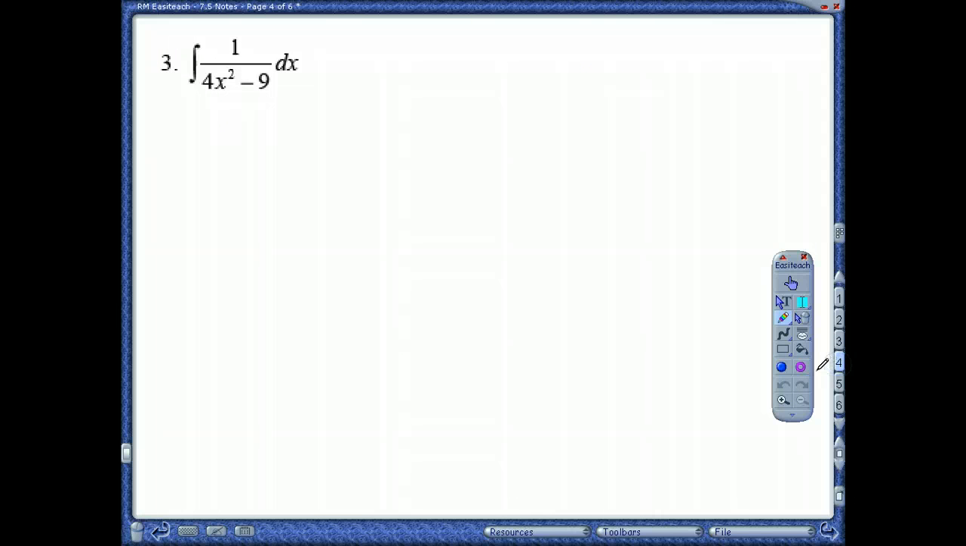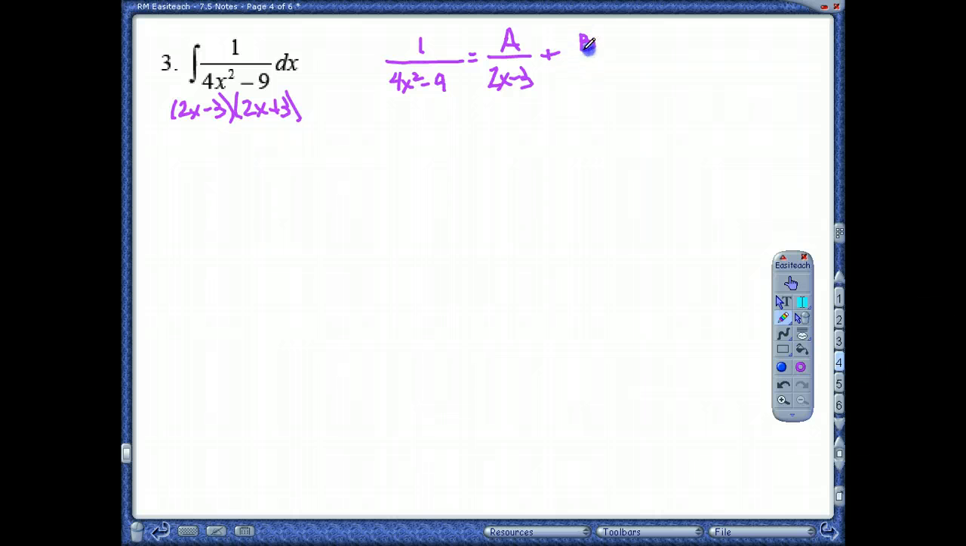Okay, let's try another. Looking at this, let's see if we're getting the idea of it all. For x squared minus 9, that does factor. It factors 2x minus 3, 2x plus 3. So I'm going to rewrite it. You've got 1 over 4x squared minus 9 is going to equal your a over 2x minus 3 plus b over 2x plus 3.